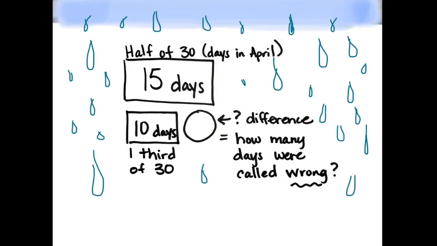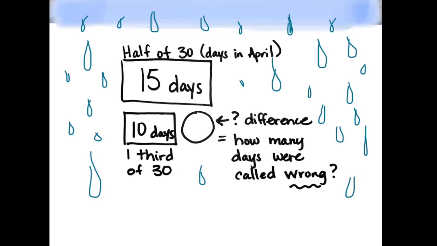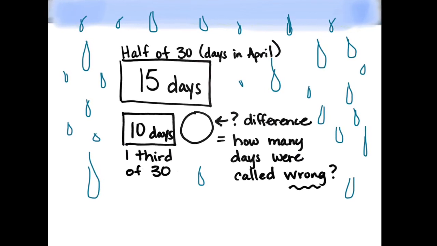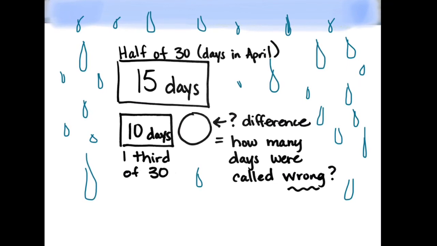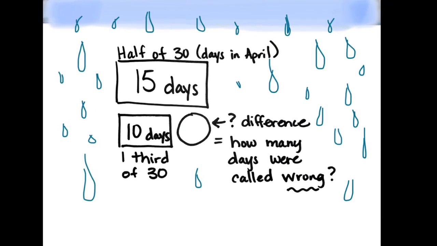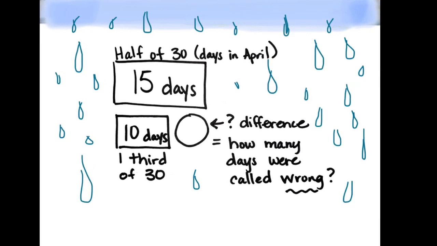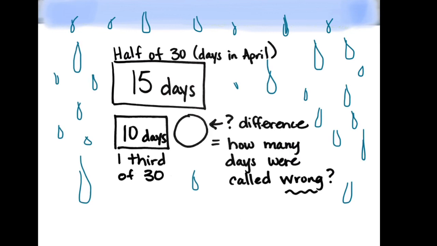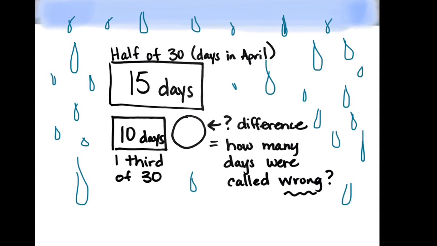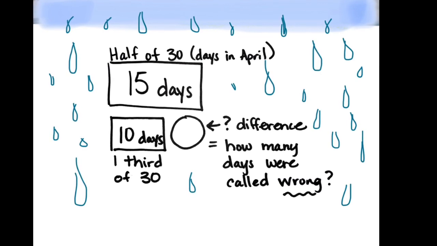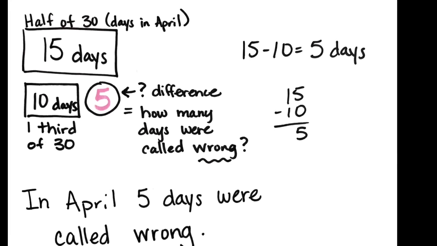In my compare bars, I thought of half of 30, the amount of days in April, and that would be 15. Well, if I broke 30 days into 3 parts, that would only be 10 days. So 15 is the bigger part. So 15 days are the half of April. A third is the smaller part. That's less than a half. So 15 days minus 10 days, 5 of the days in April were called wrong.